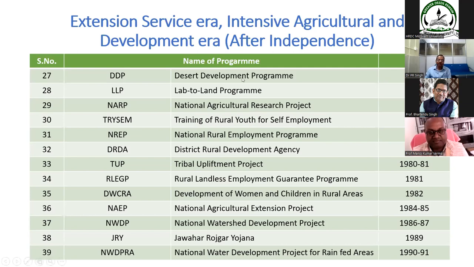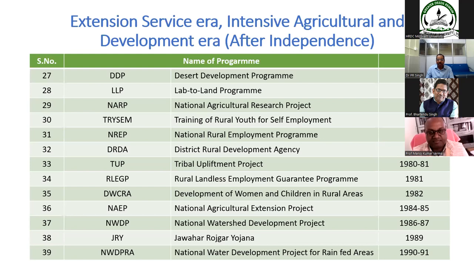Tribal Uplifting Program, Rural Landless Employment Guarantee Program, then the development of women and children, DWCRA. That is a very important one, as Anganwadi concepts come from this program. Anganwadi workers started working in this particular program, and it continued under another name, just like the National Rural Health Mission, NRHM, and for urban sectors we are using another program. So the Anganwadi worker concept started from this program.